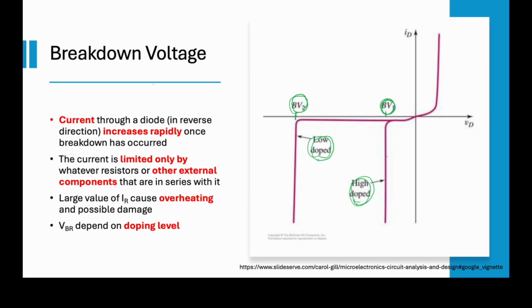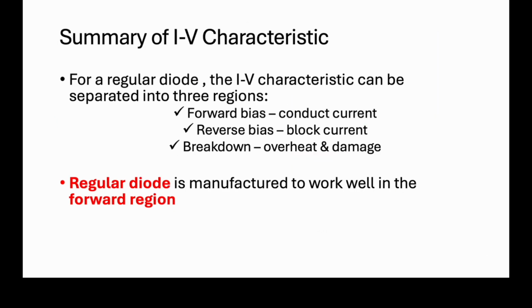Right, so IR, usually IR or IS, can cause overheating and it is possibly damaged. All right, so this is the summary of the IV characteristics. We have learned about the forward bias, where at the forward bias condition it's able to conduct current, and at the reverse bias condition it blocks the current. However, if the voltage is increased and exceeds the breakdown voltage, it will make the diode overheat and damage.